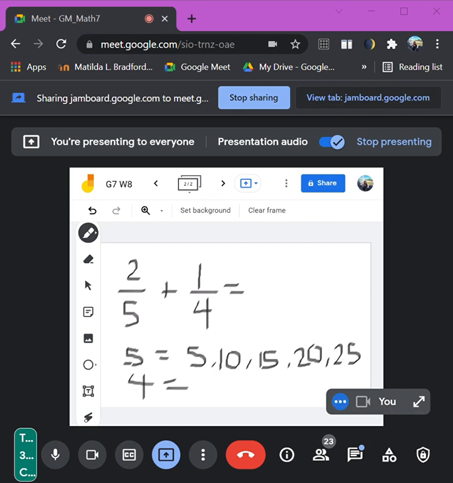So let's go with our 4. So sa atong 4, we can have 4 times 1. That is 4. 4 times 2, 8. 4 times 3, that is 12. 4 times 4, 16. 4 times 5, 20.